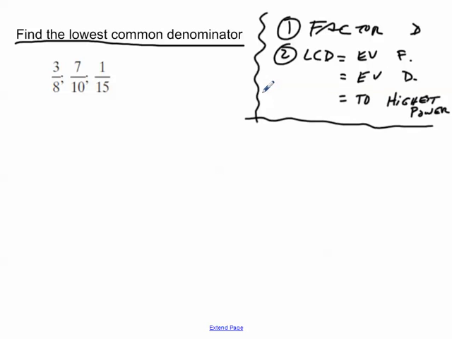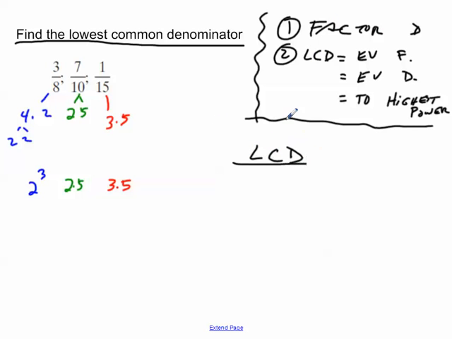So let's go over here and say, what have I got? For my 8, I've got 4 times 2, and 4 is 2 times 2, so my prime factorization is 2 cubed. If I go to 10, 10 is 2 times 5, so I've got 2 times 5 for my green factorization. For my red factorization, 15 is 3 times 5. Let's list our product in prime factorization as 3 times 5. So we've factored our denominators, and now let's list the parts of our lowest common denominator.